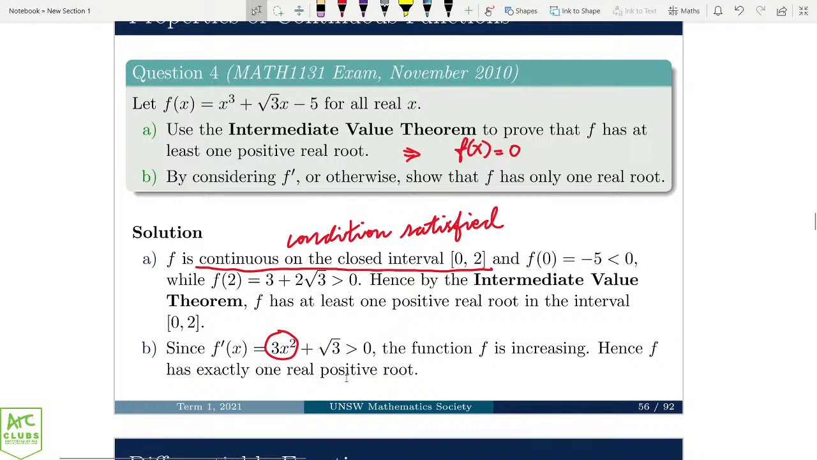The reason why they also said positive here is simply because they had the interval 0, 2. So we know that our root has to lie between these two particular points. But that's not what the question is asking, so it's not necessary to include positive. Although if it is, then you have to be extra careful when you're choosing your interval in part A.